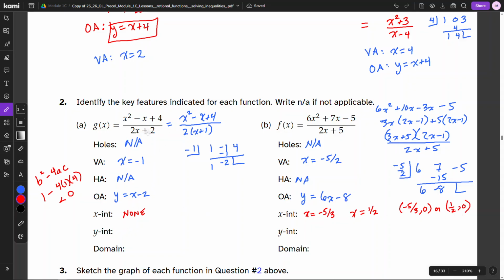Y-intercept, if I set x equal to 0, this one reduces to 2, so that's going to be 0, 2. If I set x equal to 0, all of that's 0, negative 5 over 5, so that is going to be 0, negative 1. All right. Domain, just exclude the denominator being 0 before you simplify. So all real numbers, x is not negative 1. And over here, all real numbers, x is not negative 5/2.